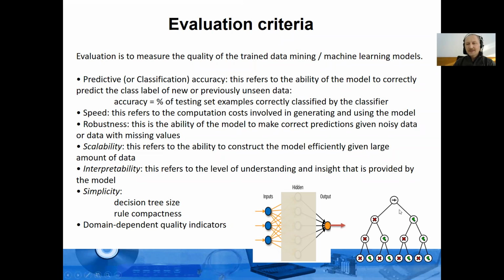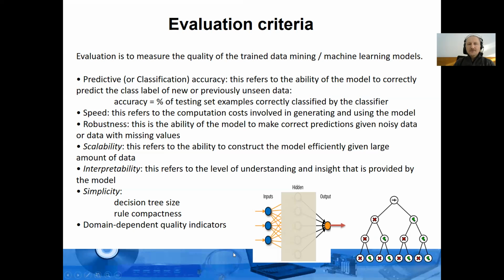For example, this decision tree model, or like that one, an artificial neural network model. You are generating this model, and you can use it to make predictions. And then why do we need to evaluate our model? We are going to use evaluation to measure the quality of our trained machine learning model.